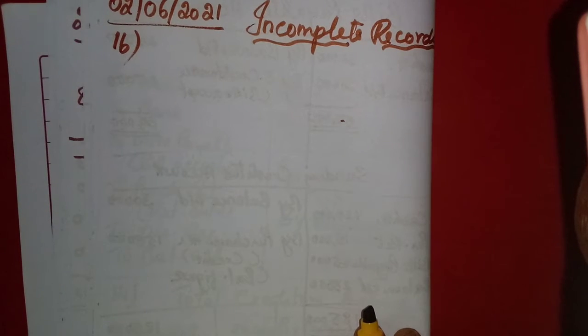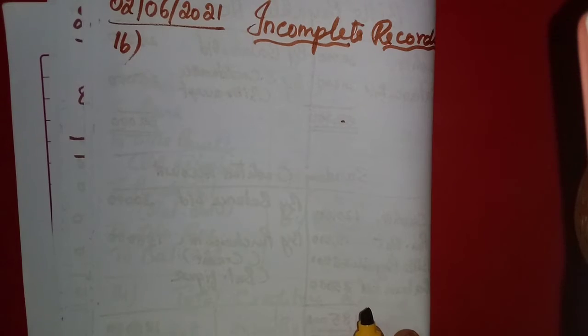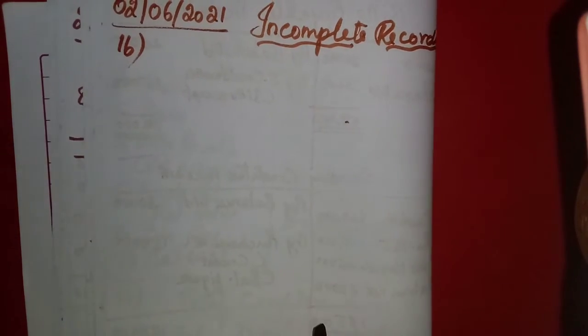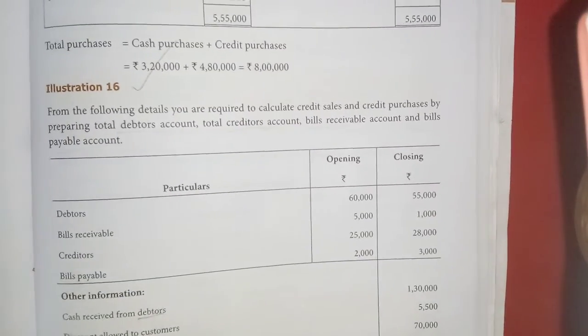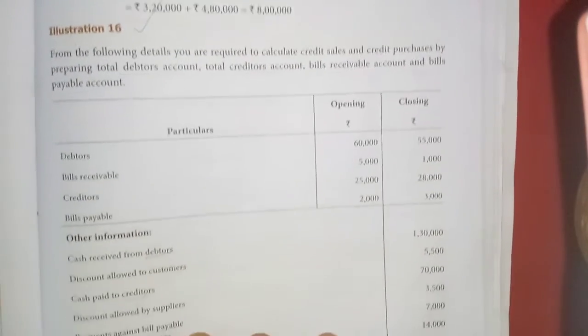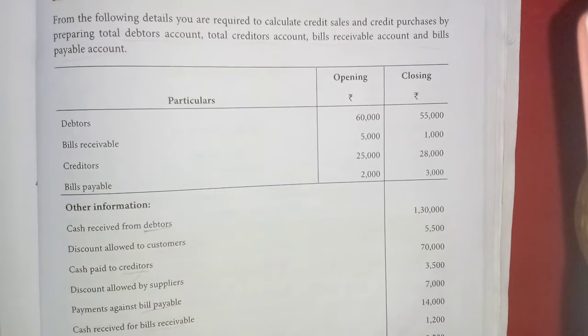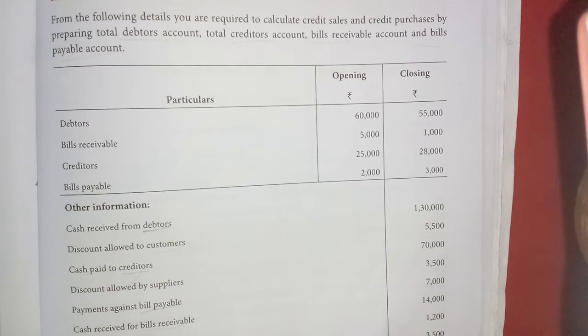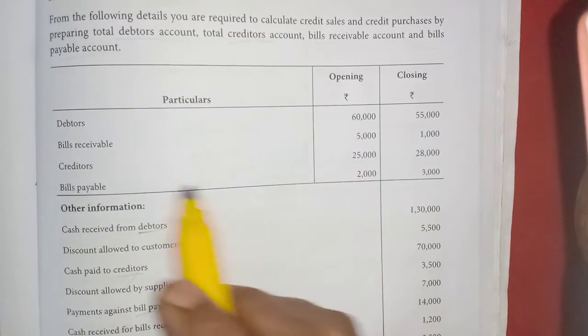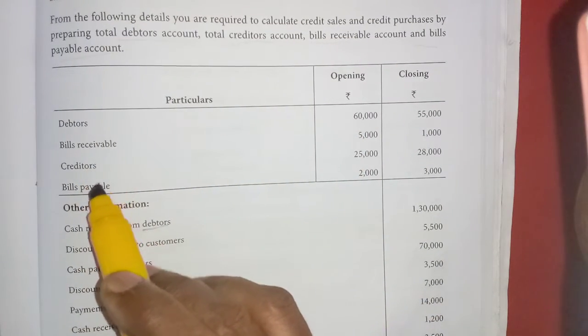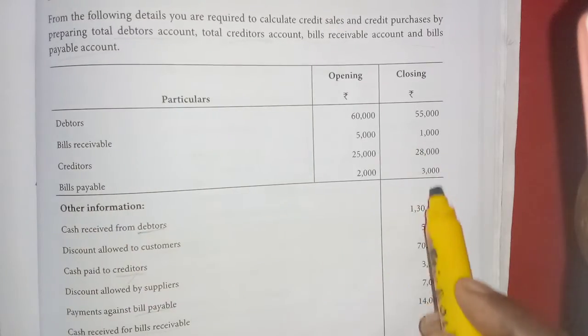Okay, so first let me show the illustration of how it is done. From the following details, you are required to calculate credit sales and credit purchases by preparing the total debtors account, total creditors account, bills receivable account and bills payable account. So, the opening information: debtors, bills receivable, creditors, bills payable; closing is given.